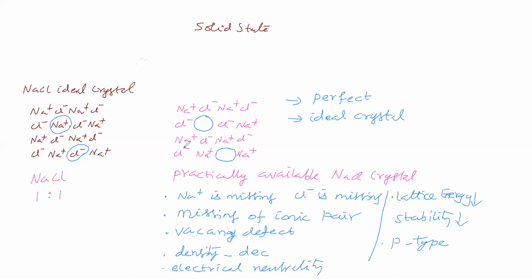Therefore, shall we say this crystal is called an ideal crystal? We cannot say. This is not an ideal crystal, because here the cation is missing and the anion is missing. It is not perfect. Then we can say it is an imperfect crystal. That means this crystal is having imperfection. Imperfection means this crystal is having a defect.